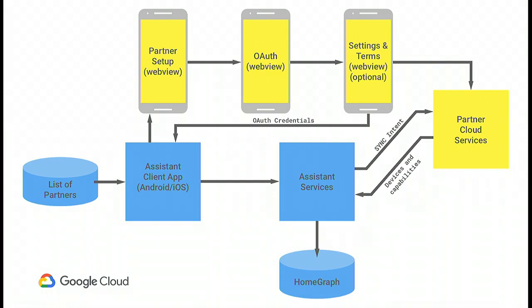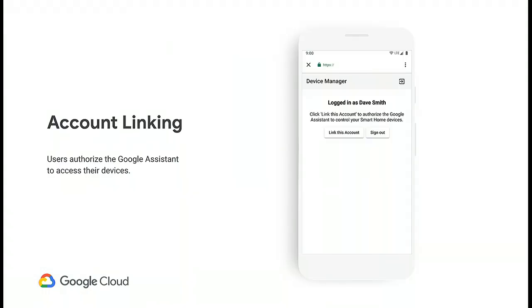Integrating with Smart Home basically requires you as a developer to implement the pieces up here that are in yellow, which boils down to two primary elements. The first is account linking, which is represented by that web sign-in flow that you see up there at the top. And the second is intent fulfillment, which you see between the cloud services there and the assistant. So we're going to talk about both of these in a little bit more detail here, starting with account linking.